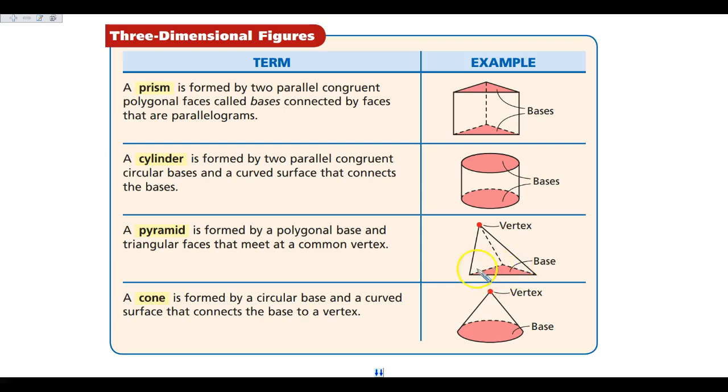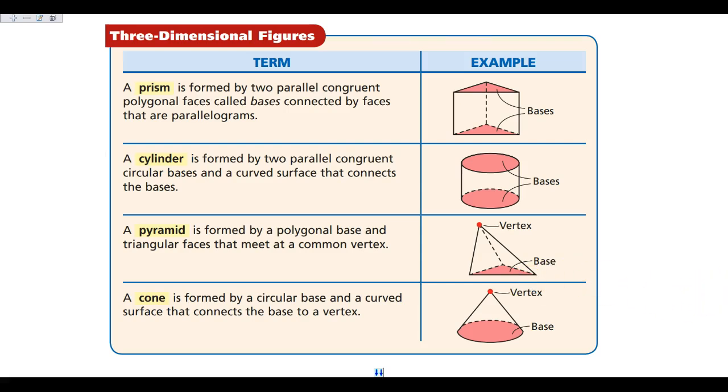This is a triangular pyramid. All the faces are triangles, so you have a triangular base. When that base is a circle, we have a cone. And again, that tip point of the cone is called the vertex of the cone.